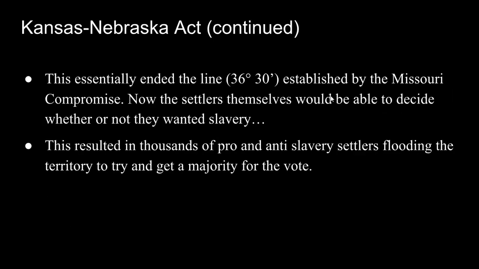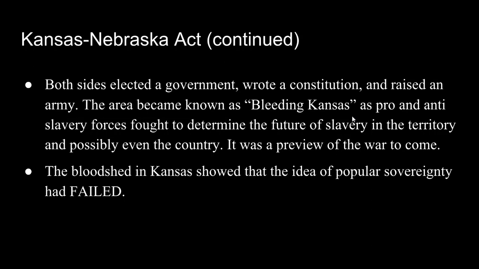Now, it essentially ended the 36-30 line that we talked about being established in the Missouri Compromise. The settlers themselves would now be able to decide whether or not they wanted slavery there. And this resulted in thousands of pro- and anti-slavery settlers flooding the territory to try and get a majority for that vote. So if more pro-slavery people were there, then they could make it a slave state. And if it was more anti-slavery folks, then they could make it a free state. Both sides ended up electing their own government, writing their own constitution, and raising their own armies. And as you might imagine, chaos ensued.